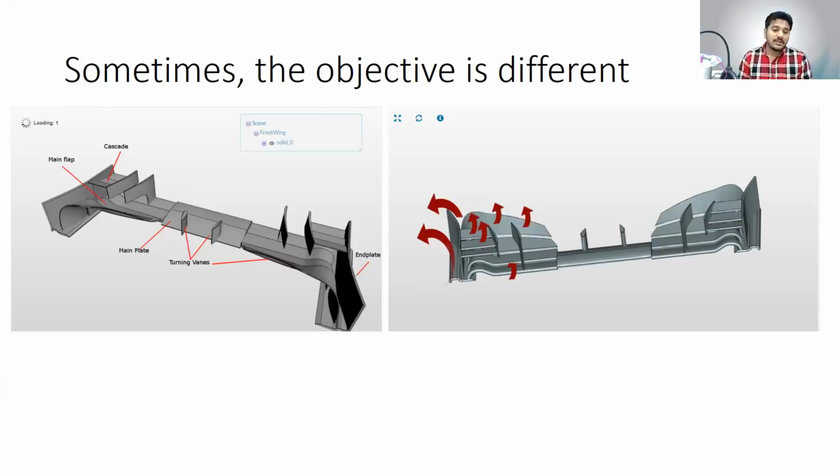But sometimes the objective is different. For example, this, as most of you will recognize, is the front wing of an F1 car. And one of the things that has been very well designed and is found in pretty much every F1 car is the end plate. Does anyone know what the end plate is for?